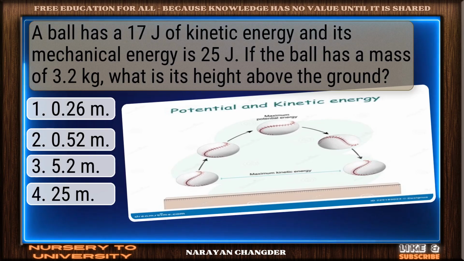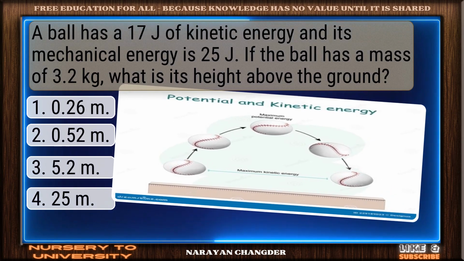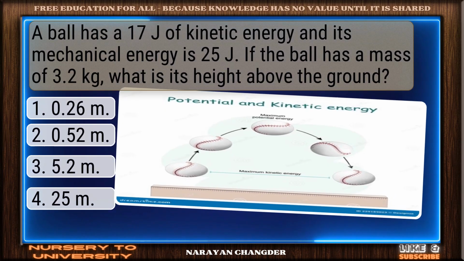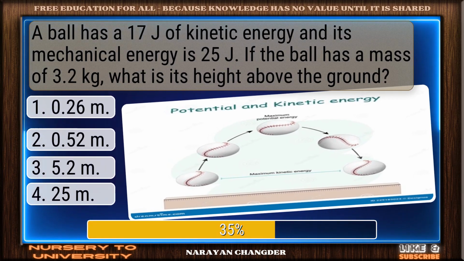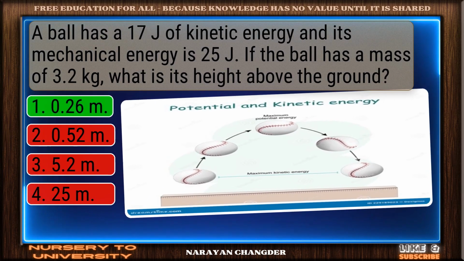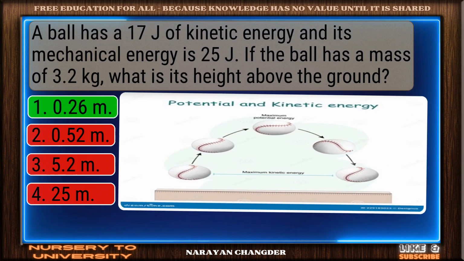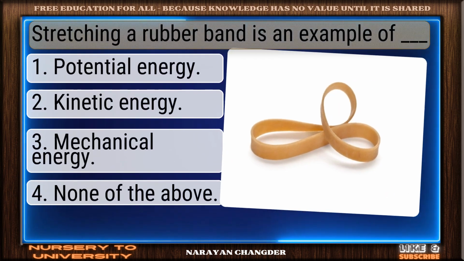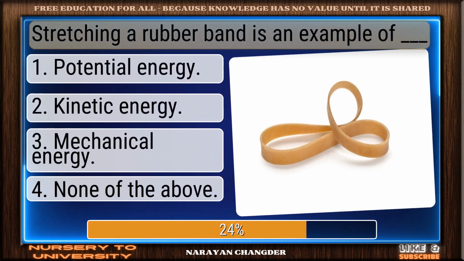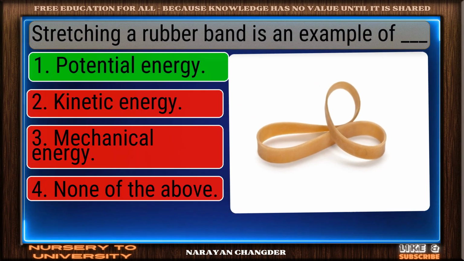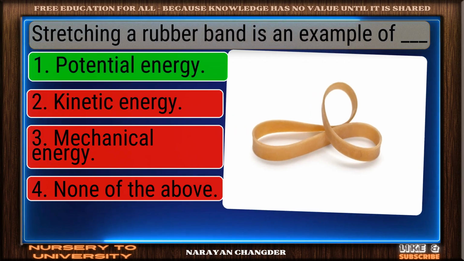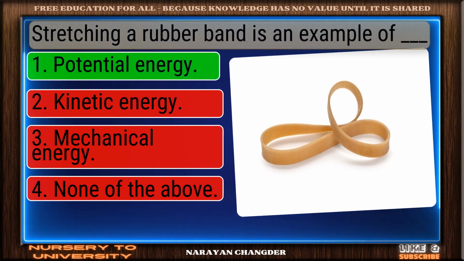Question number 12. A ball has 17 J of kinetic energy and its mechanical energy is 25 J. If the ball has a mass of 3.2 kg, what is its height above the ground? Smart pick. 0.6 is the correct choice. Question number 13. Stretching a rubber band is an example of a dash. Clear logic. Your choice, potential energy, is sound and 100% true.